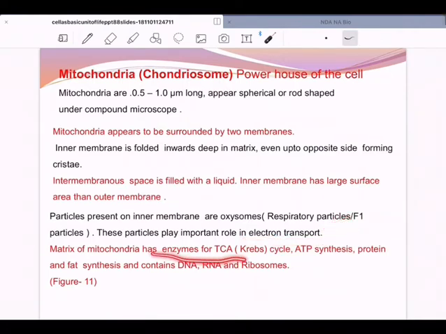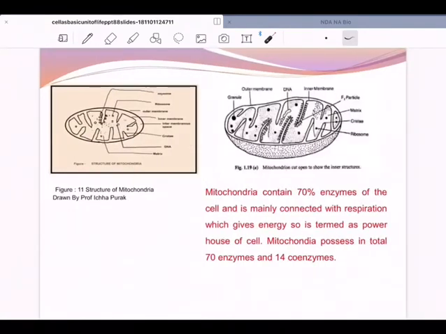And so the matrix of mitochondria has a lot of enzymes, and these enzymes help in the respiratory cycle called Krebs cycle or TCA cycle, ATP synthesis, as I said just now, and protein and fat synthesis, containing DNA, RNA and ribosomes. Now, having so much importance, let us see the structure.